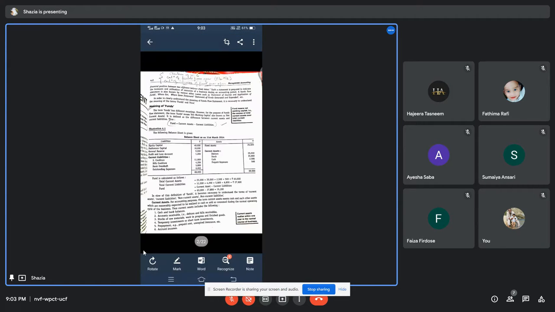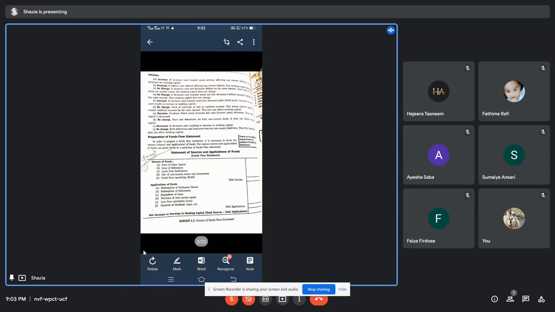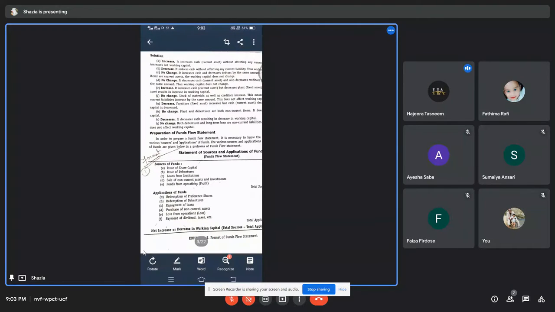Then after writing this, you ignore this illustration. Illustration 4.1 is not there. You start off with the format. I have written here format 1. This format you mention. Are you all listening? Are you all there? Yes, ma'am.